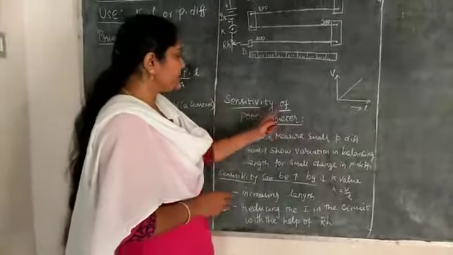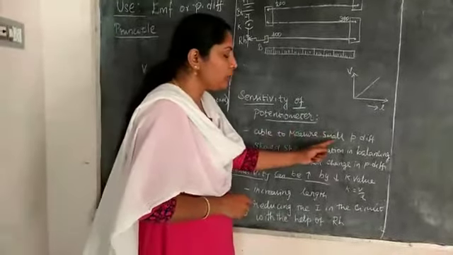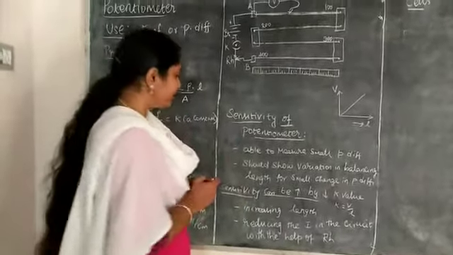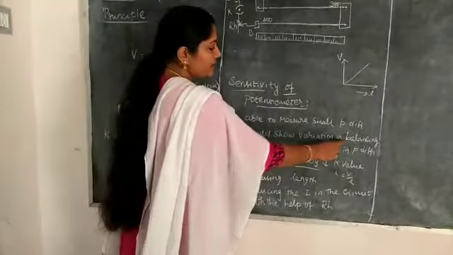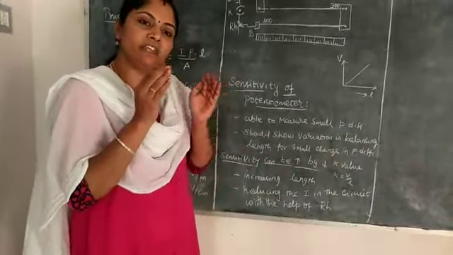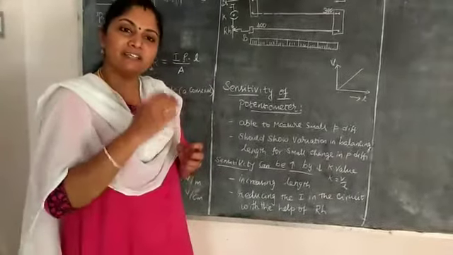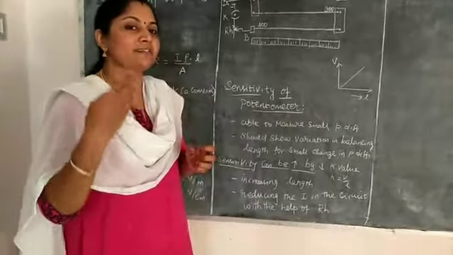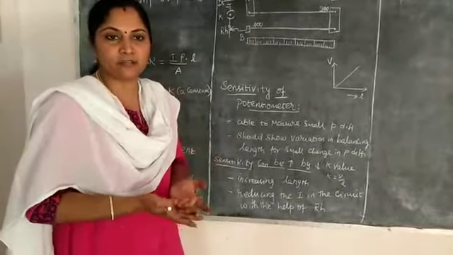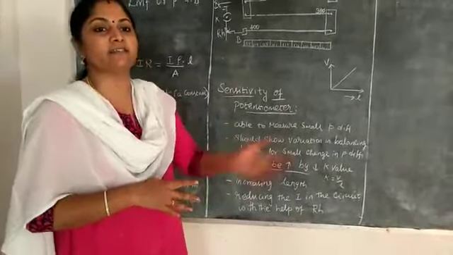See here, for the sensitivity of potentiometer, it should be able to measure a small potential difference, and it should show variation in balancing length for a small change in potential difference. Even if we connect a very small potential difference, even if there are small variations, it should show variation in the balancing length. Only then is the potentiometer sensitive. I will tell you what balancing length means in the next topic.